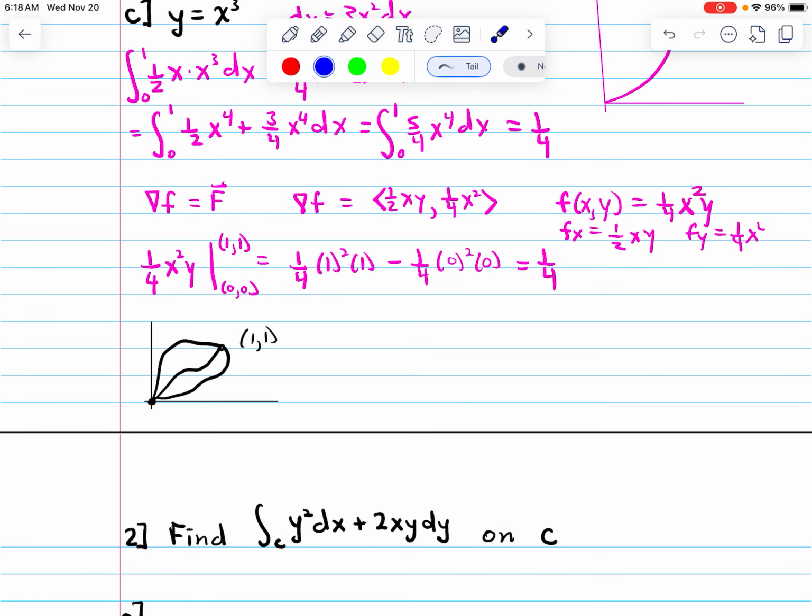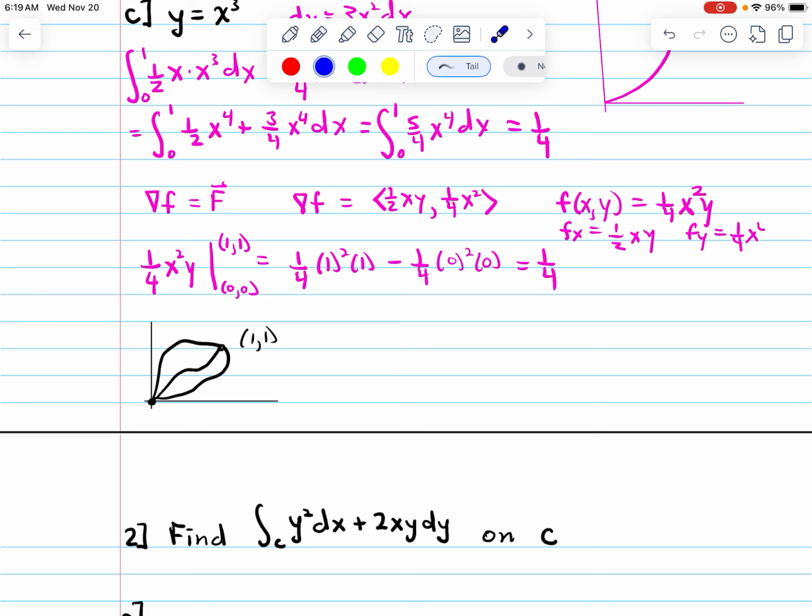So when you're evaluating a line integral, you might want to check to see if it's conservative first. And if it is, you can just find the potential function and evaluate it. It's like a more general fundamental theorem of calculus. You get the antiderivative, the potential function, and plug in the destination point minus the initial point.